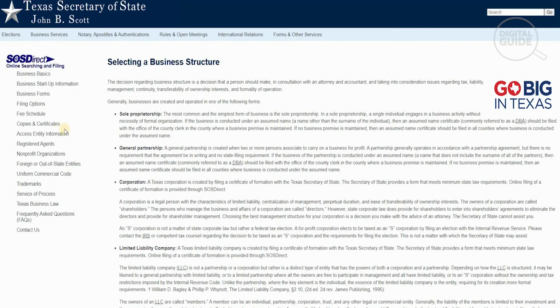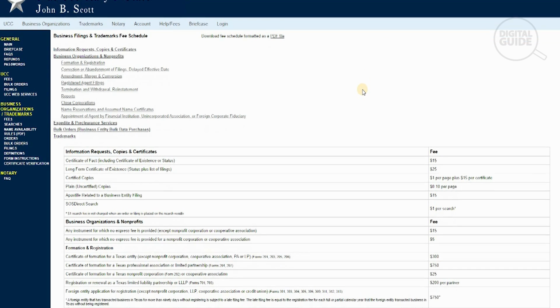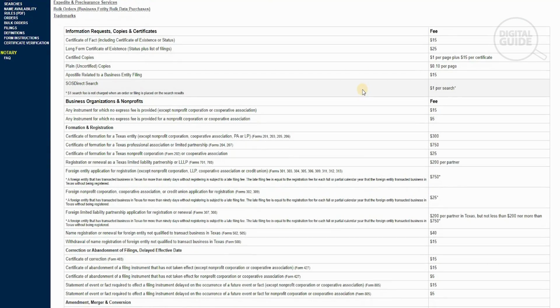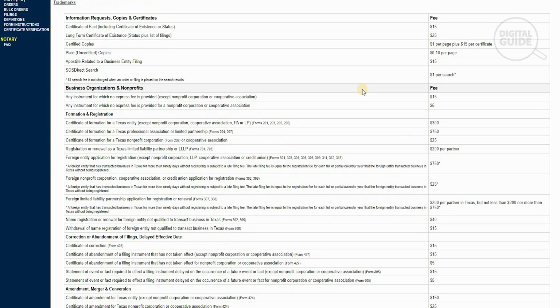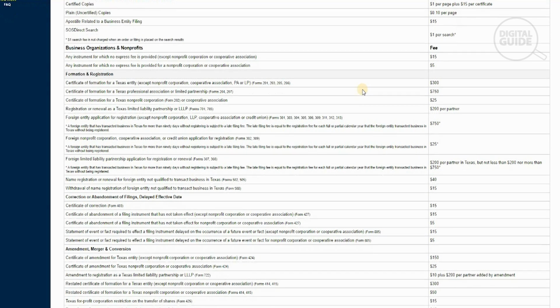Now, once you understand the limits with the LLC, the second thing we're going to talk about is the fee structure. A lot of times there's confusion when it comes to the fee structure. Looking at it, you have information requests and copies of certificates. You have the business organization, and nonprofit, which is completely separate. Then you have formation and registration, which has a lot of elements, from the certificate of formation of the Texas entity to the formation of the Texas Nonprofit Corporation, the Texas Professional Association, or limited partnerships.